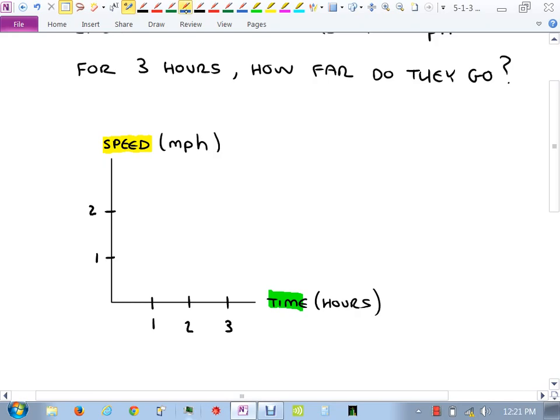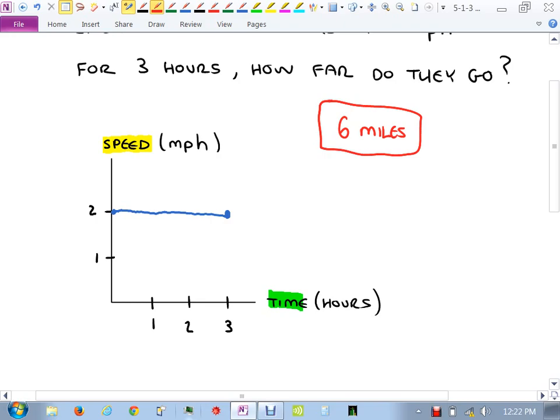And that speed never changed, did it? It was 2 the whole time. So if I just draw a line straight across like this, that would represent the speed. Now, what was your answer again? 6 miles was the answer, and everyone agreed with that, right? But I'd like for you to tell me how that's connected to this graph.